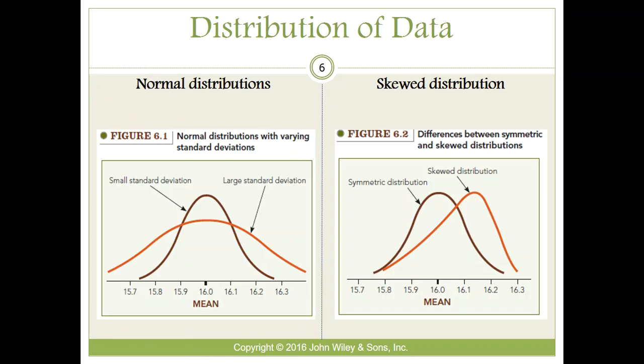So normal distribution, the one on the left hand side, I hope you remember that. Here you see two normal distributions, two symmetric bell-shaped normal distributions. They both have the same mean, but the standard deviation is different here, obviously. And then on the right hand side, you see one symmetric distribution, the brownish one, and then you see a skewed distribution, right? So here the mean is going to be different, even though the standard deviation might be almost the same.